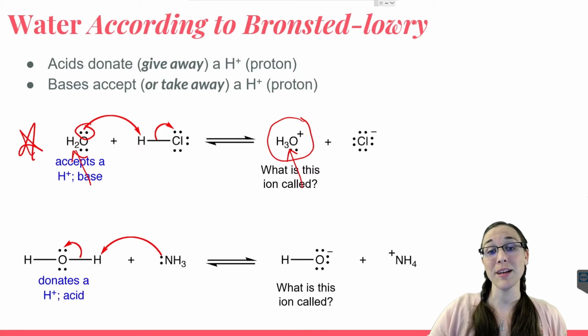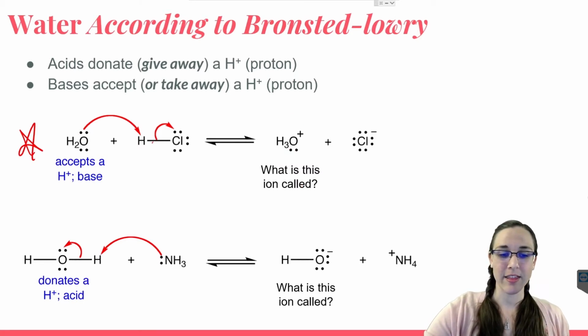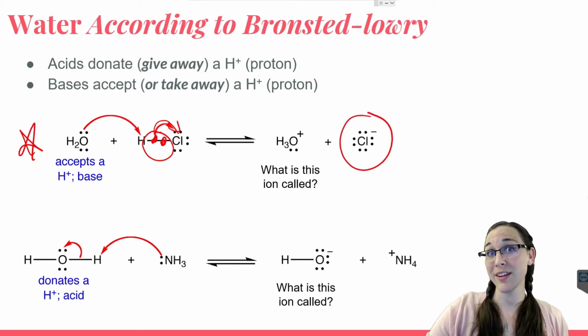Remember that H3O+ is called hydronium ion. Once that H is taken, the bonded pair between H and Cl has to go somewhere. So these electrons are now just going to shift over onto chlorine, giving us a full negative anion in solution.